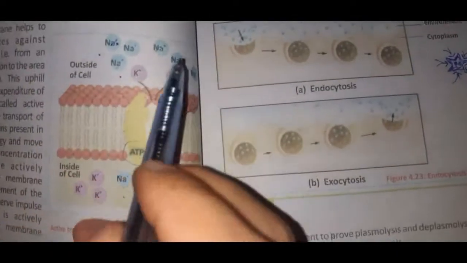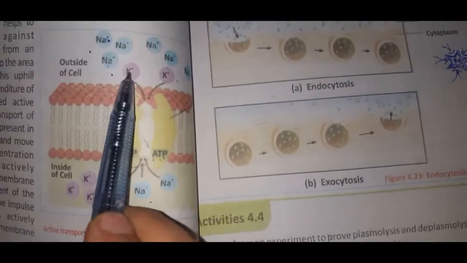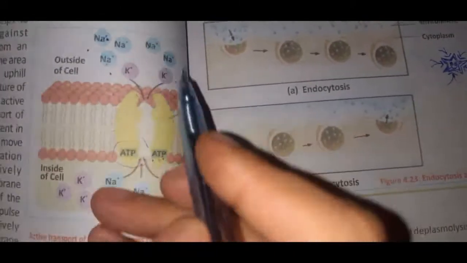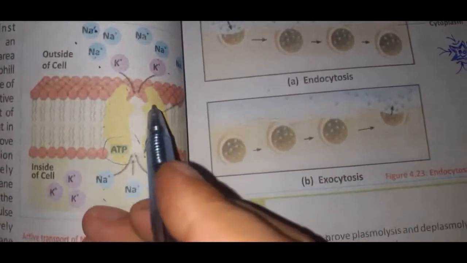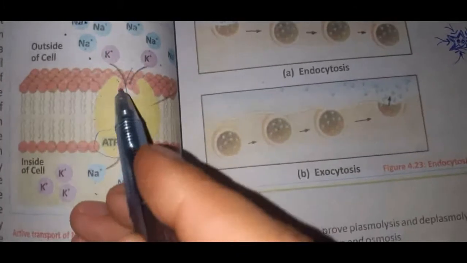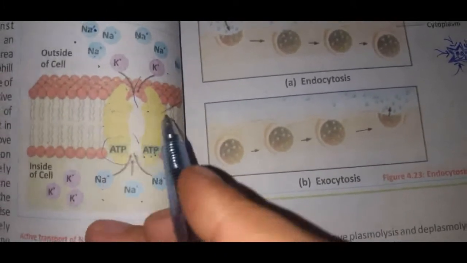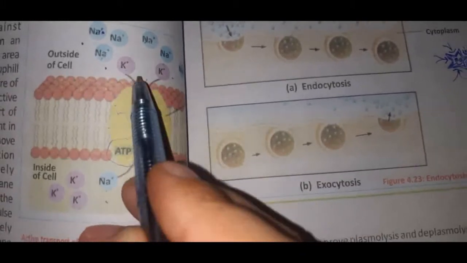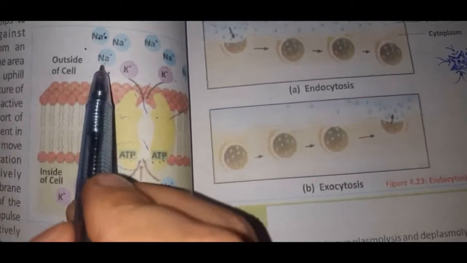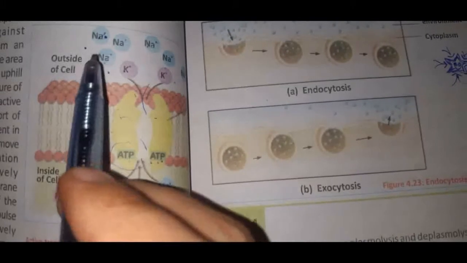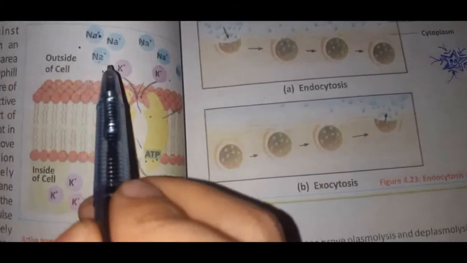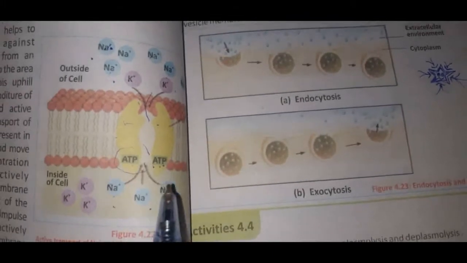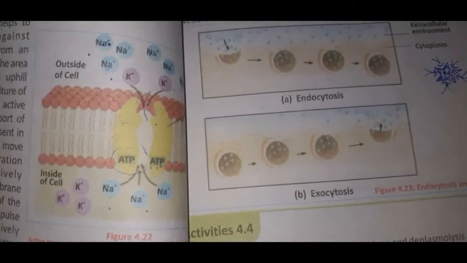Now look over here, the potassium ions are moving from a region of higher concentration down to a region of lower concentration. So it doesn't require any energy, and it doesn't need any carrier proteins either. When it doesn't require any energy, that is passive transport, and when it requires energy, that is active transport, right?